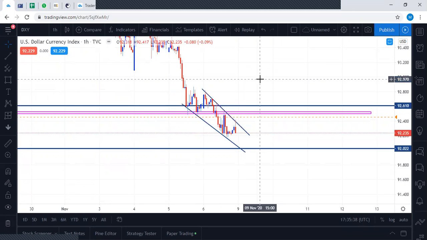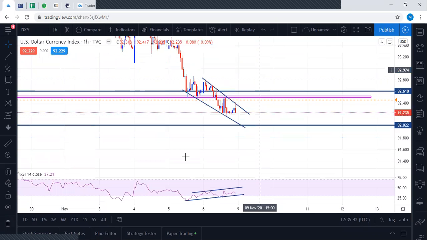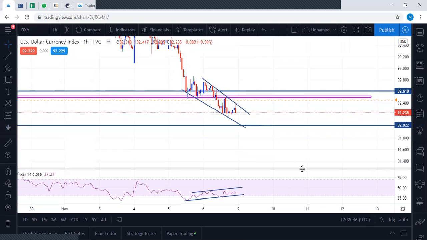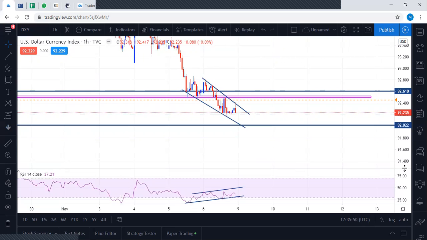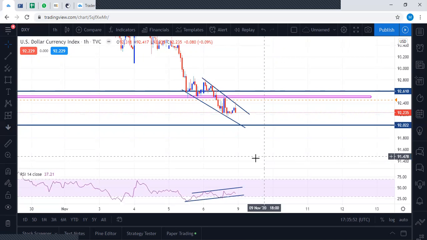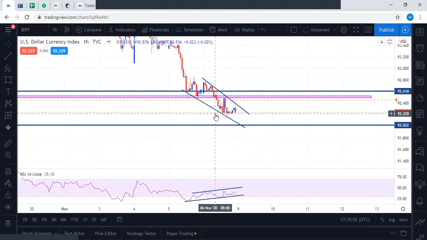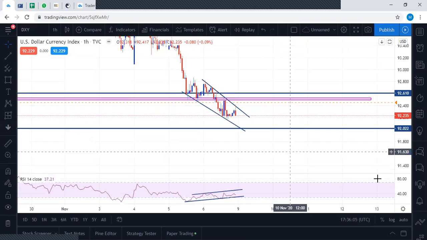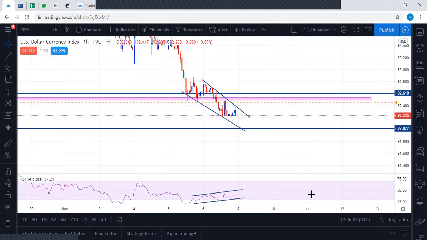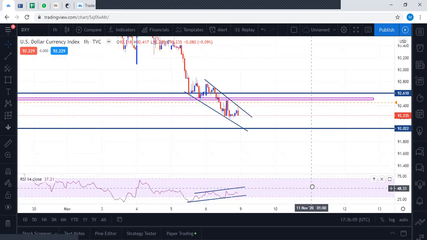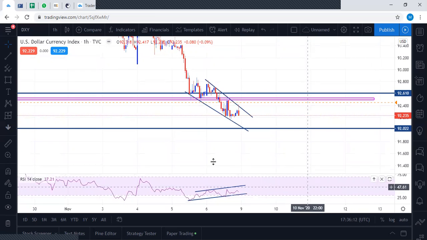If we get our relative strength index, the 14 period, you will see that there is a divergence forming on here. A bullish divergence, which means the price is forming lower lows and lower highs, while the indicator gives you higher highs and higher lows. This means there is a possibility for price to reverse to the upside.